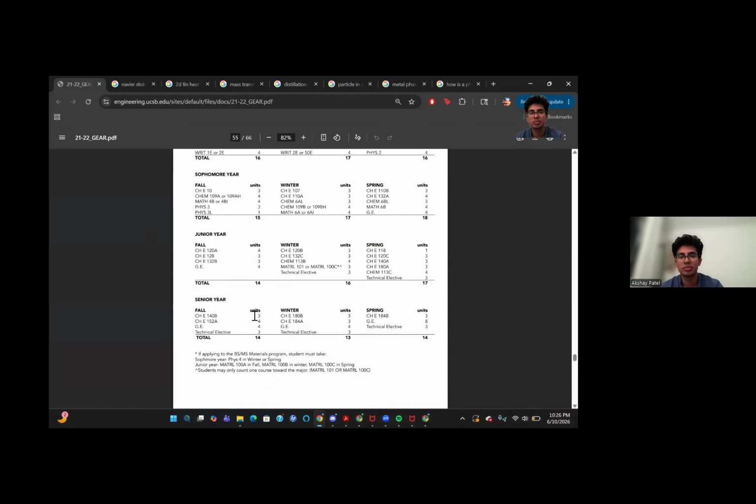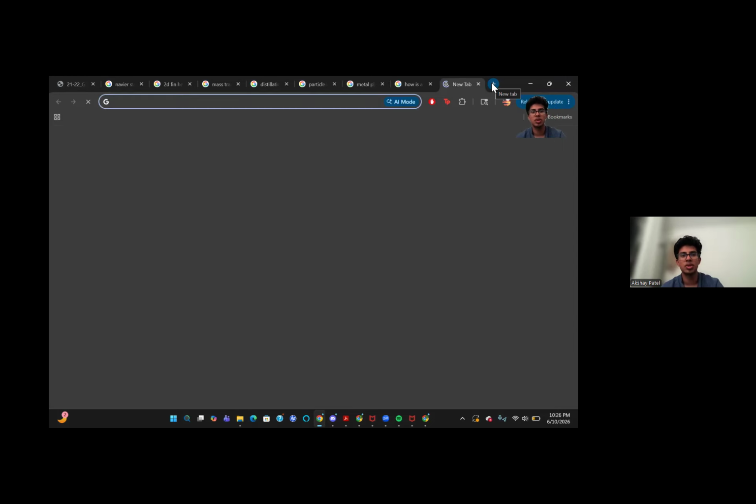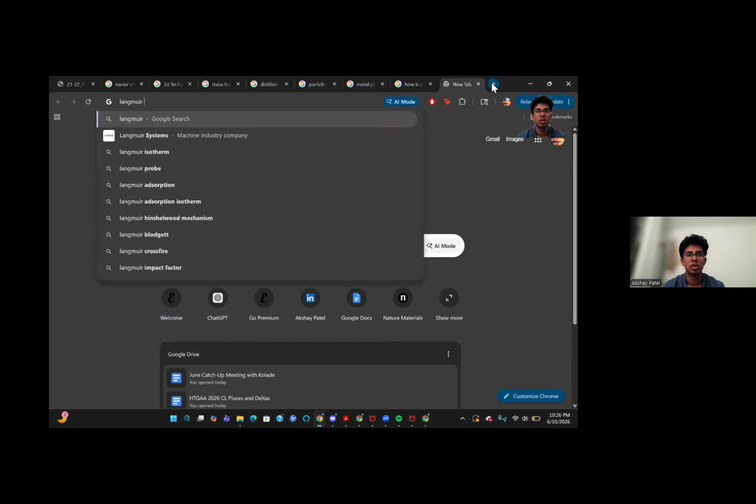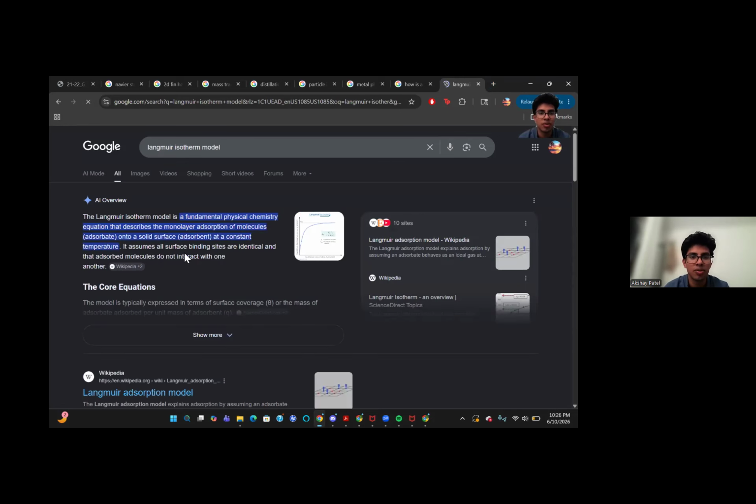And then now you're in your senior year. Senior year, these are basically your last core concept classes for chemical engineering. Your 140B, that's your reactor engineering part two. So in this one, you learn about catalyst sites and stuff like that. So like the Langmuir isotherm model. So let's see what this is. A fundamental physical chemistry equation that describes the monolayer adsorption of molecules onto a solid surface.